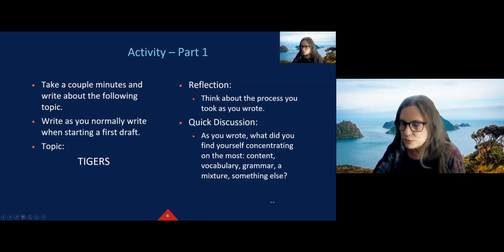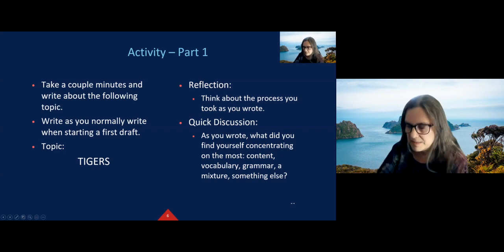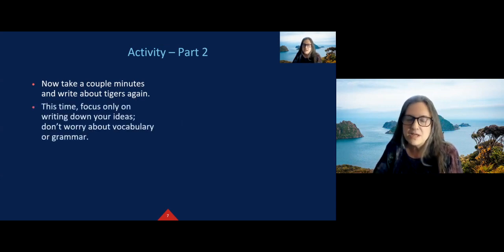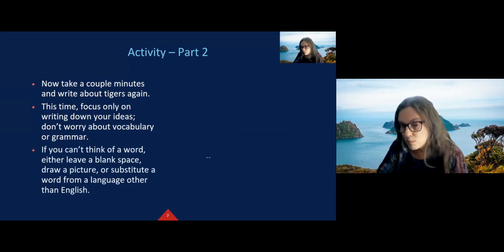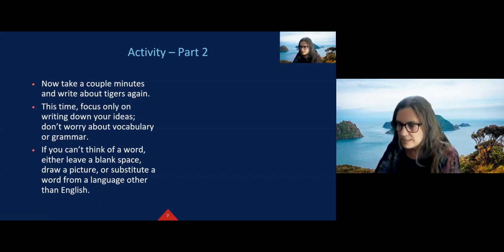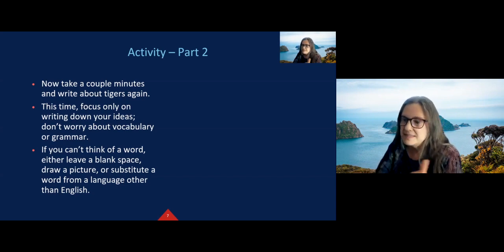And so we'll circle back to this, but now I'm going to move you on again to take a couple minutes and write about tigers again. And this time, focus only on writing down your ideas and don't worry at all. Don't think at all about vocabulary or grammar. And I know it's easier said than done. So if you can't think of a word, either leave a blank space, draw a picture, or substitute a word from a language other than English. Whatever it takes to keep the flow of the idea going, because we're concerned with just getting ideas out.